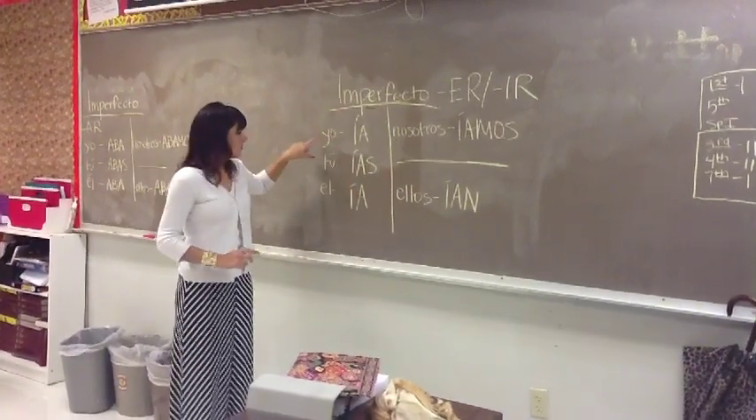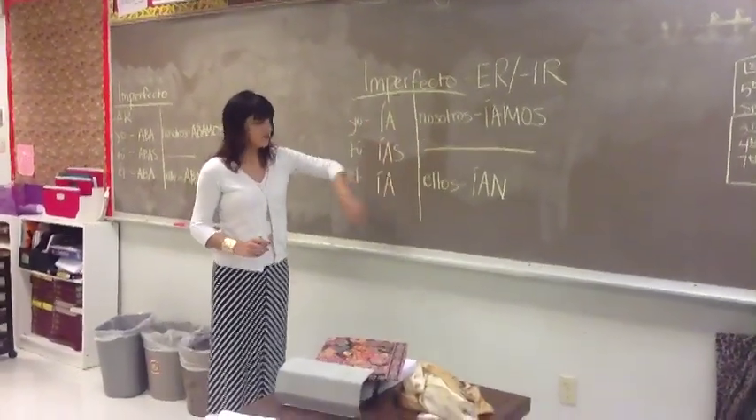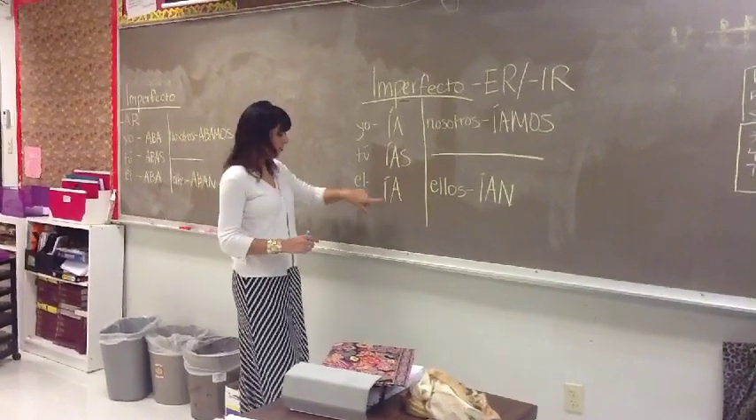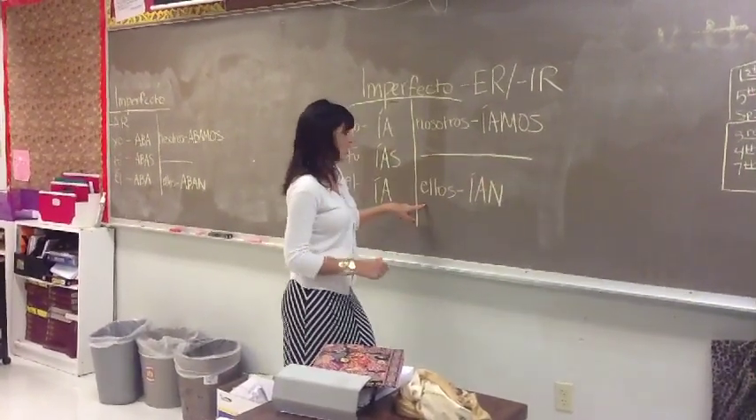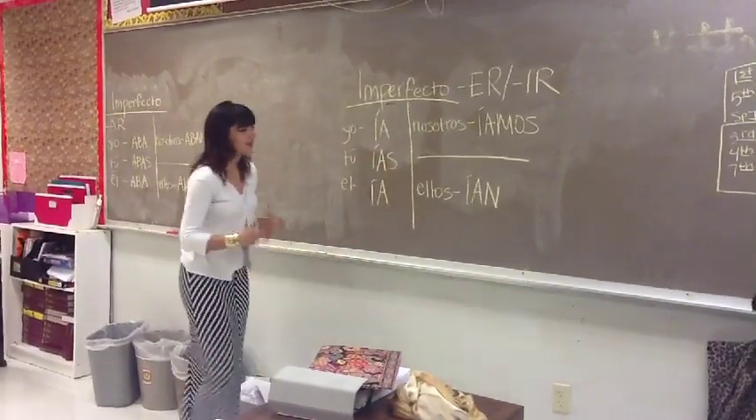The endings you're going to use for yo is ía, and yes, this is an accent mark. All of them have accent marks. Tú, ías; él, ella, or usted, you're going to use ía. Nosotros, you're going to use íamos. And for ellos, ellas, ustedes, you're going to use ían. And again, it's going to work the same exact way.